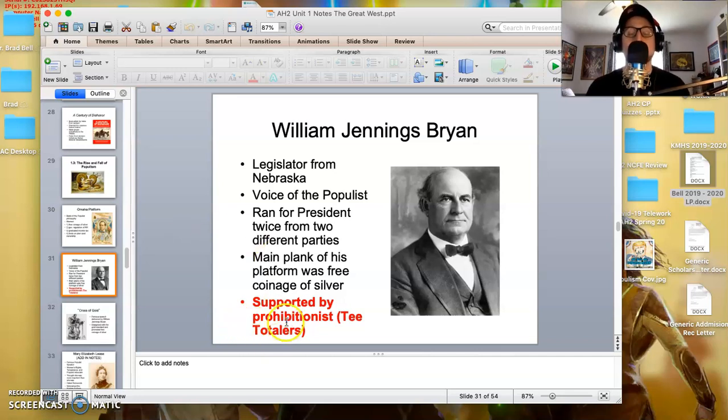One of the groups that supported him were prohibitionists, people who wanted to ban alcohol in the United States. The temperance movement, women who thought they were being abused by their husbands because of alcohol. And of course that leads to the 18th Amendment getting rid of alcohol, and the 21st Amendment bringing it back.